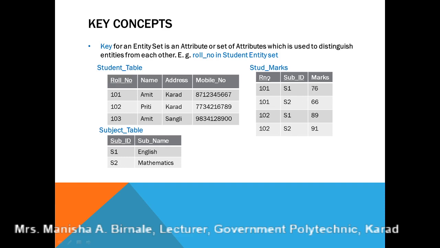So in this table, only roll number will not work as a key attribute. We have to take the combination of roll number and subject ID. Here you can see the combination of roll number and subject ID is unique: 101 S1, 101 S2, 102 S1, 102 S2. So for the Studmarks table, roll number comma subject ID will work as a key attribute. Here two attributes are considered as key attributes, so this is called a composite key.